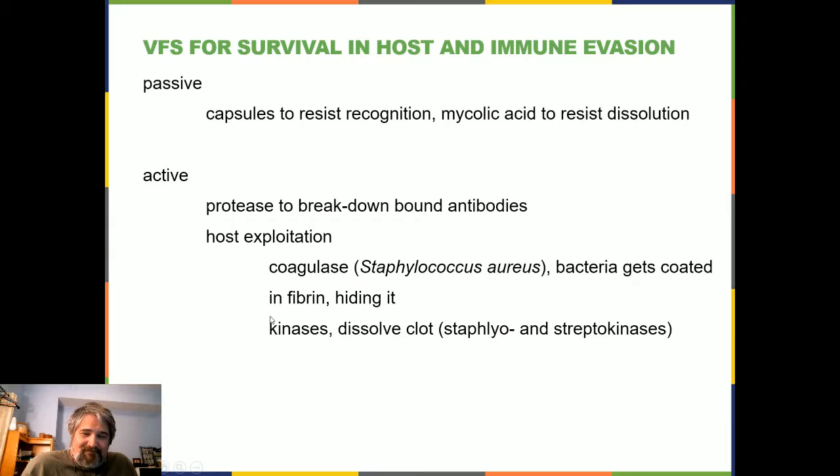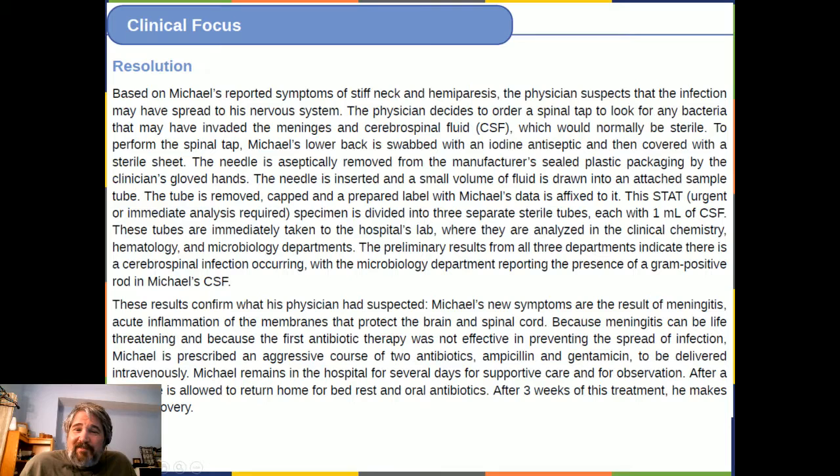All right, resolution. Based on Michael's reported symptoms, the physician suspects the infection may have spread to his nervous system. Physician orders a spinal tap, looking for bacteria that may have invaded the meninges and cerebrospinal fluid. And the needle is inserted, fluid collected. And the specimen is divided into three separate sterile tubes, each with 1 mL of CSF. Immediately taken to the hospital lab, where it's analyzed by the clinical chemistry, hematology, and microbiology departments, and they have determined that there's a cerebrospinal infection occurring, with the microbiology department reporting the presence of a gram-positive rod in Michael's CSF. The result confirms what his physician has suspected.